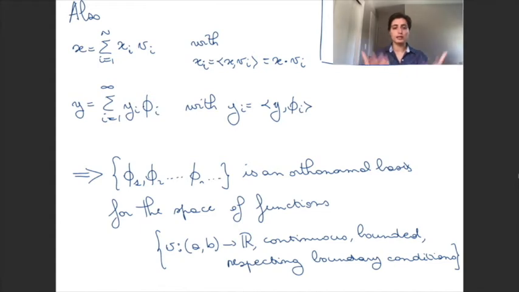So if you look at it this way, we can really think of phi 1, 2, 3, 4, up to infinity as an orthonormal basis for the space of functions, where the space of functions is defined as all the functions on the interval AB. We know nothing outside the interval, so we have to stick to that. The functions are continuous, bounded, and respect the boundary conditions.